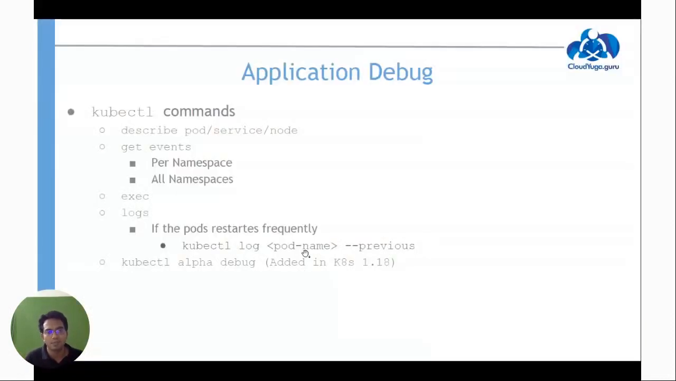One useful thing is that sometimes your pod is restarting frequently for some reason. You run a pod, it restarts again and again, but the pod name remains the same. So you want to find out what went wrong previously. You can do kubectl logs, pod name, and the previous option. This would give the logs of the previous iteration of that particular pod failure. It's very useful if your pod restarts very frequently.